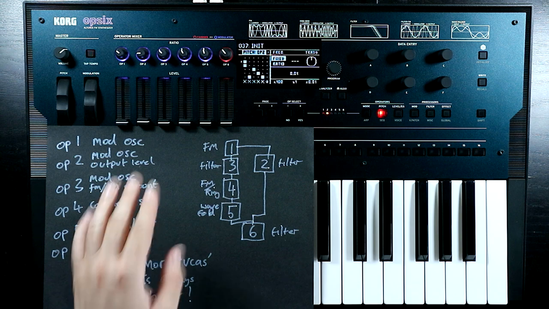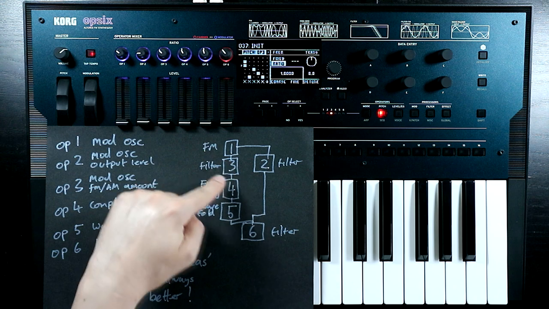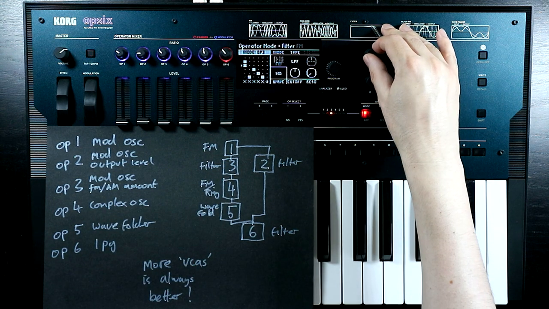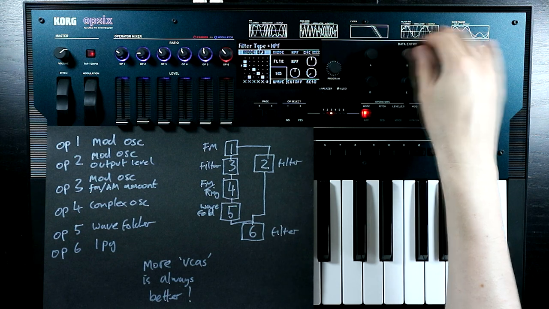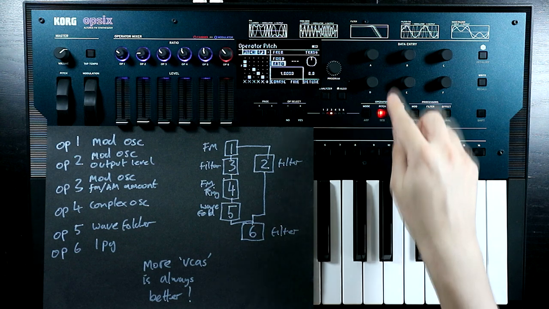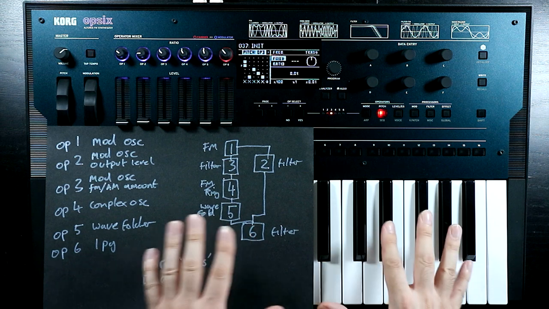That's just acting as a VCA now. Operator 3 is doing the same job, but in a different position. So we'll do exactly the same thing there. We will set that to filter. We'll set it to high pass. Oscillator mix all the way down. Come into the pitch page, set it to fixed, and bring the cutoff all the way down, which should just be letting everything through.